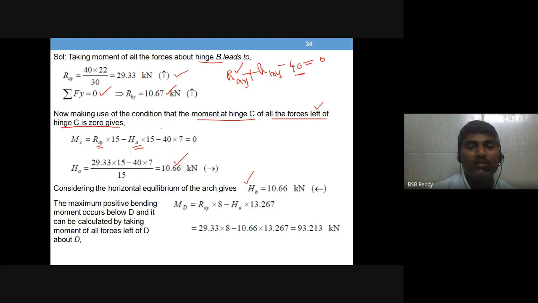So what is all needed for writing maximum bending moment in the arch, as there is only a single point load acting on the arch.